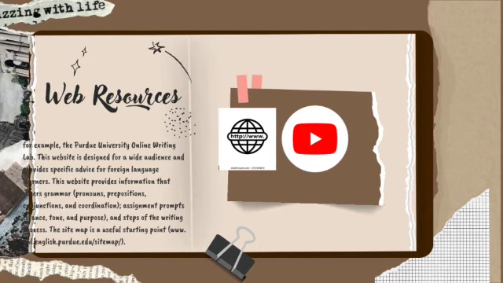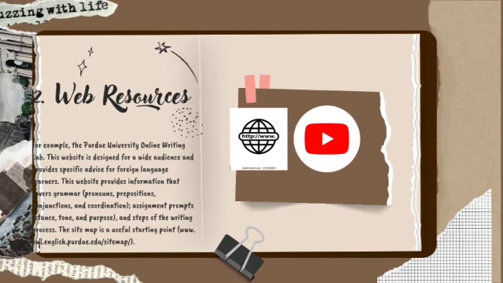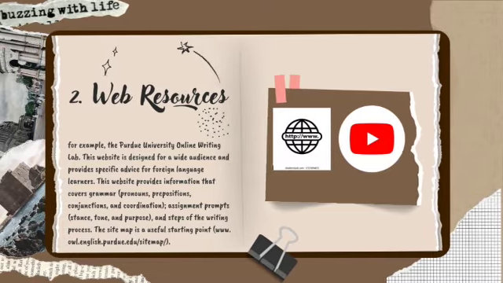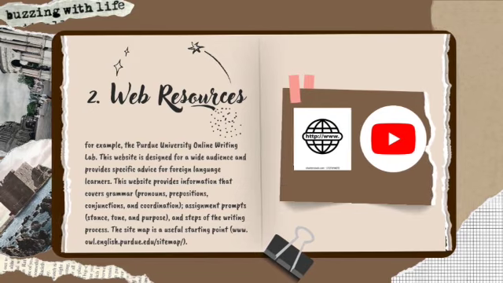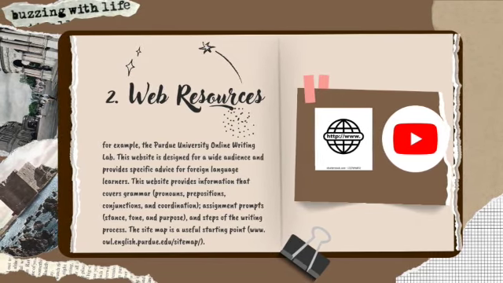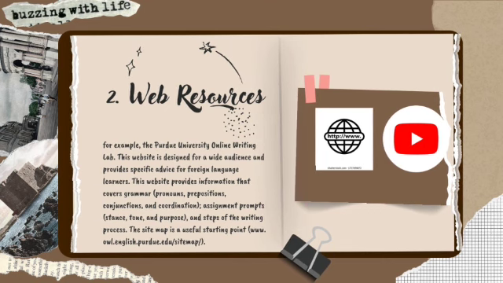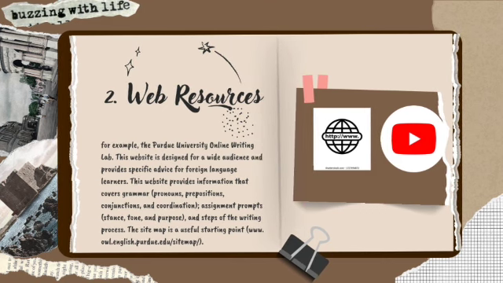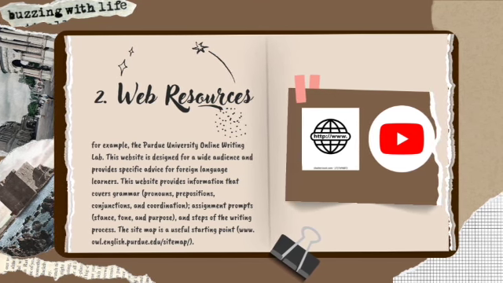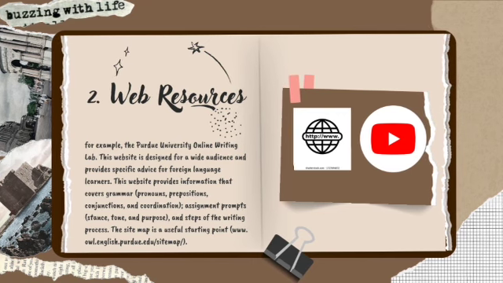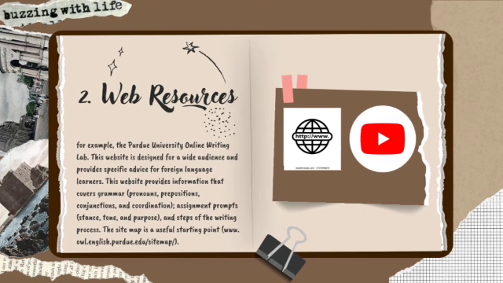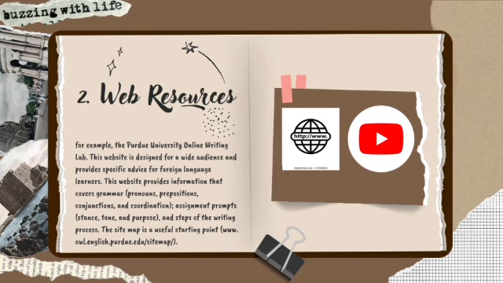2. Web resources. For example, the Purdue University Online Writing Lab. This website is designed for a wide audience and provides specific advice for foreign language learners. This website provides information that covers grammar, pronouns, prepositions, conjunctions, and coordination, sentence prompts, stance, tone, and purpose, and steps of the writing process. The site map is a useful starting point.